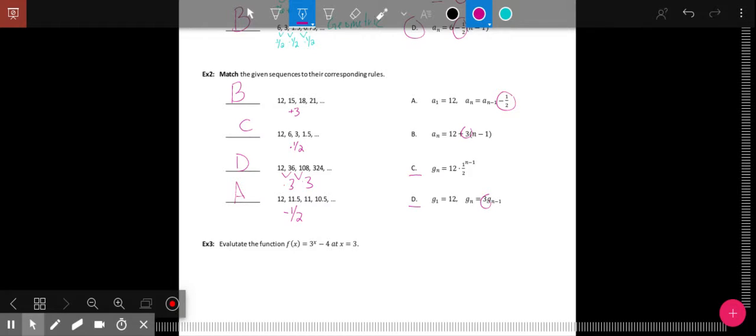All right. If you still have questions over those sequences, please make sure you're letting me know. Our next example that we've got is example number 3.